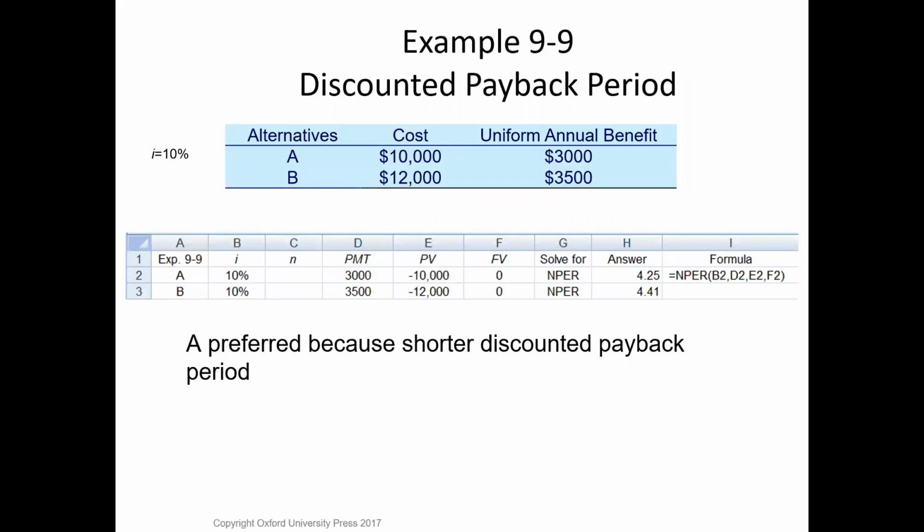Here's an example. You use the NPER function to determine what the payback period is. A has a shorter discounted payback period if you take an interest rate of 10%. I is 10%. That means your money can earn 10% if you did nothing. So you're factoring in that time value of money for alternatives A and B.